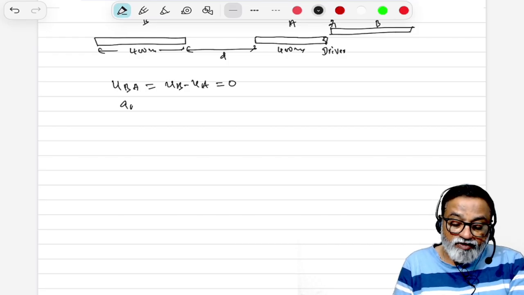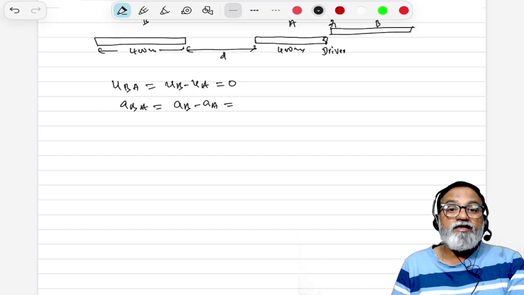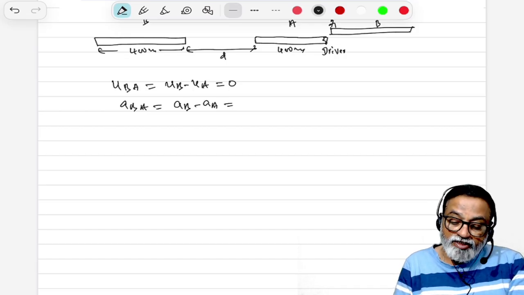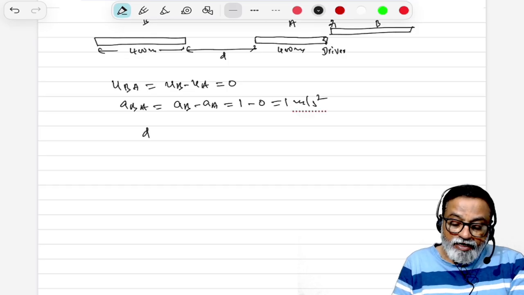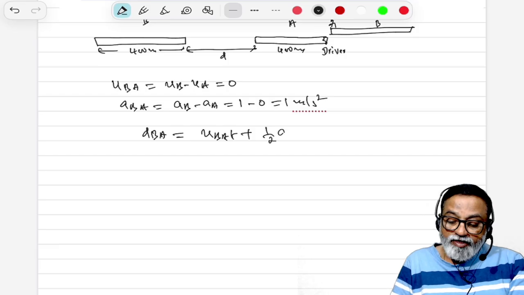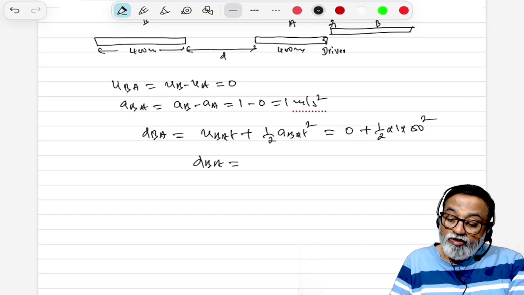And the acceleration of B with respect to A is the acceleration of B minus the acceleration of A. Train B is moving with an acceleration of 1 and A is moving with constant velocity. Therefore, it is 1 meter per second square. Here, the relative distance of B with respect to A is UBA into t plus 1 by 2 ABA t square. Here the initial relative velocity is 0, but acceleration is 1 and time is 50. Therefore, relative distance is equal to 50 square by 2.